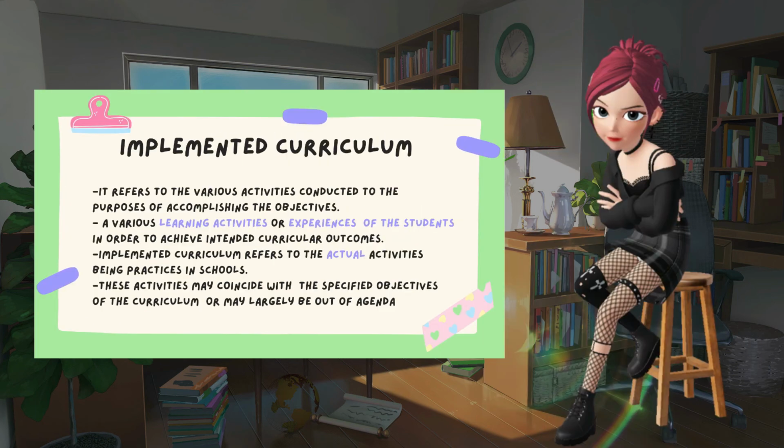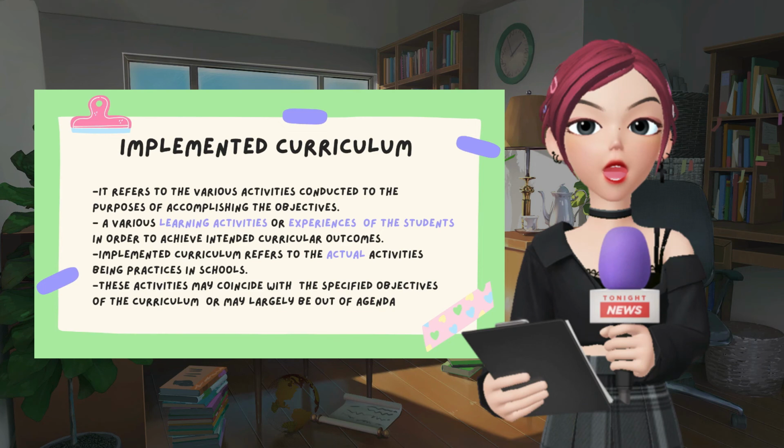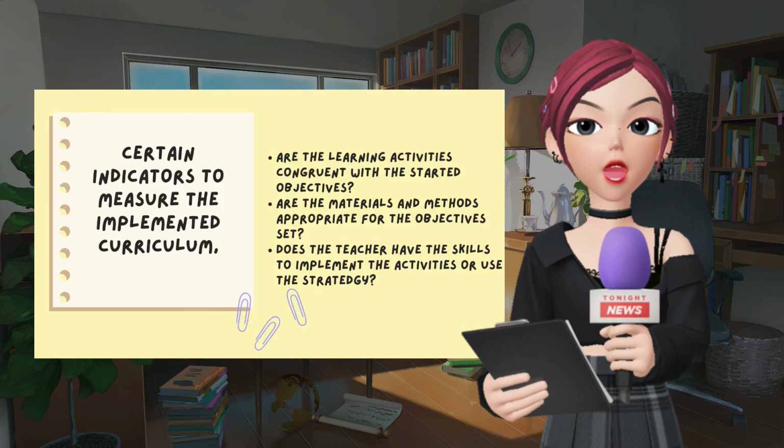Next is implemented curriculum. It refers to the various activities conducted for the purpose of accomplishing the objectives of various learning activities of the students in order to achieve intended curricular outcomes. It refers to the actual activities being practiced in schools. These activities may coincide with the specific objectives of the curriculum or may largely be out of agenda. There are also certain indicators to measure the implemented curriculum.